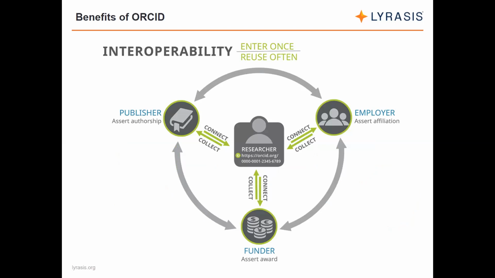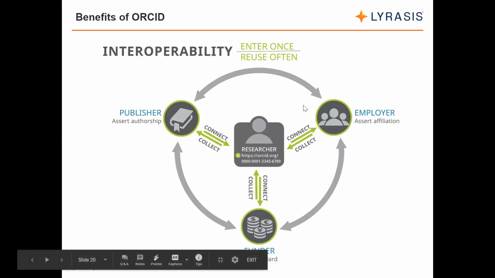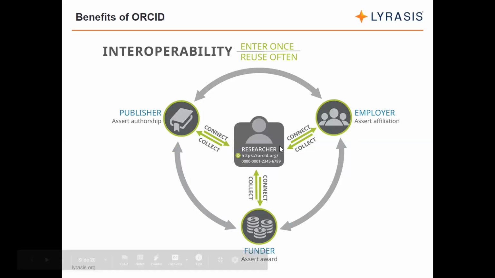So in this graphic, you can see we have the researcher at the center with their ORCID ID and their ORCID record. And then the organizations that the researcher is affiliated with can actually connect to their ORCID record to get information about the researcher, but also these organizations can add relevant information to your ORCID record for you, which again helps to save time.